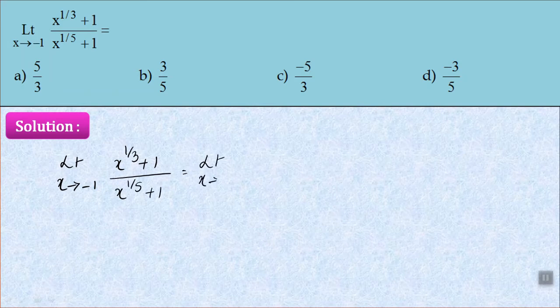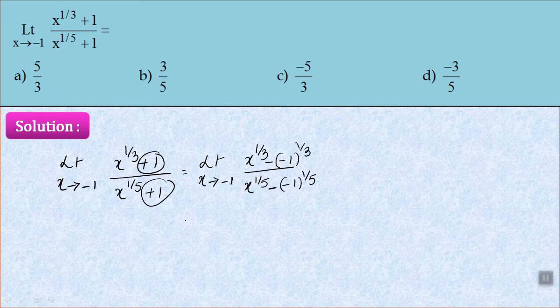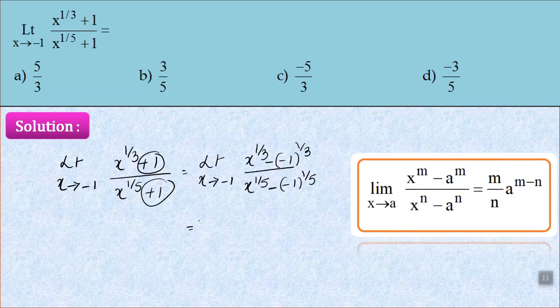Limit x tends to minus 1, x power 1 by 3. Here plus 1 can be written as minus of (minus 1) whole power 1 by 3, divided by x power 1 by 5. Here plus 1 can be written as minus of (minus 1) whole power 1 by 5. Using this formula, we get the answer within seconds.